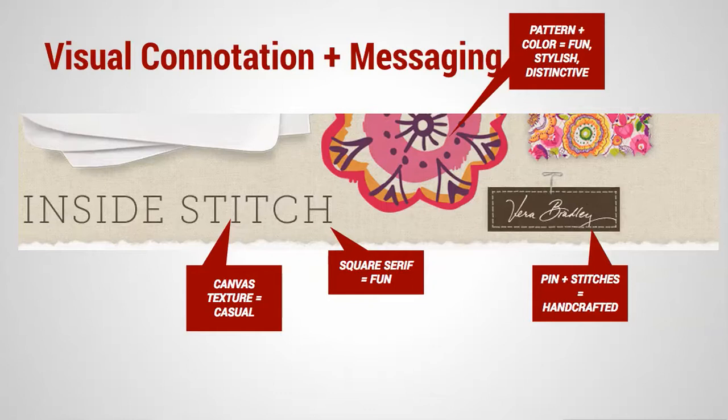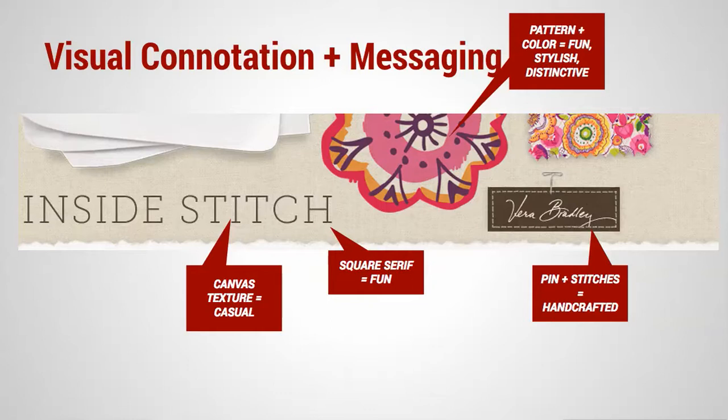We have the print with the bright colors at the top, which is instantly recognizable as a Vera Bradley print. It's colorful, fun, stylish, distinctive. We have this typography on the left. Inside Stitch is in this square serif, which is a typeface in which the serifs on the letters, the little pieces that stick off, like on the tips of the S and the T, are rectangular in form. And this is a typeface that is really trendy right now. It's kind of fun and playful. It actually comes from the early 1900s and was used in a lot of advertising back then.